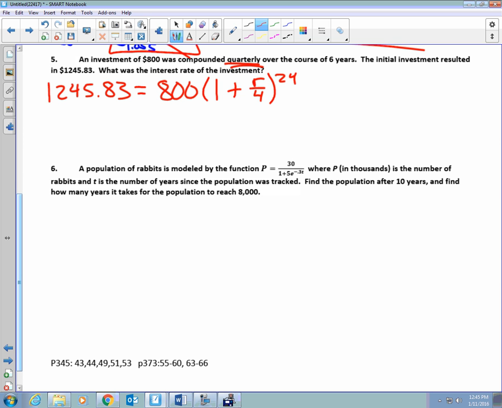So we take 1245.83 divided by 800, that's 1.56, equals 1 plus r over 4 to the 24th power. 24 is the number of years, 6, times the number of times that it's compounded over the course of the year, 4, so 4 times 6. So we have to decipher the numbers 1, 4, and 24.